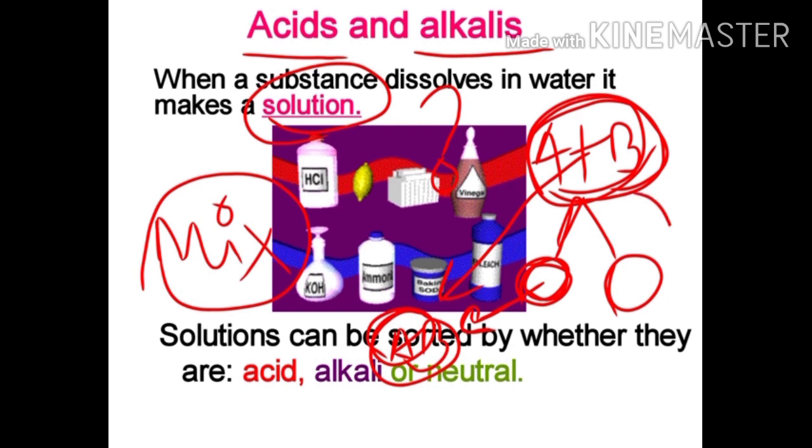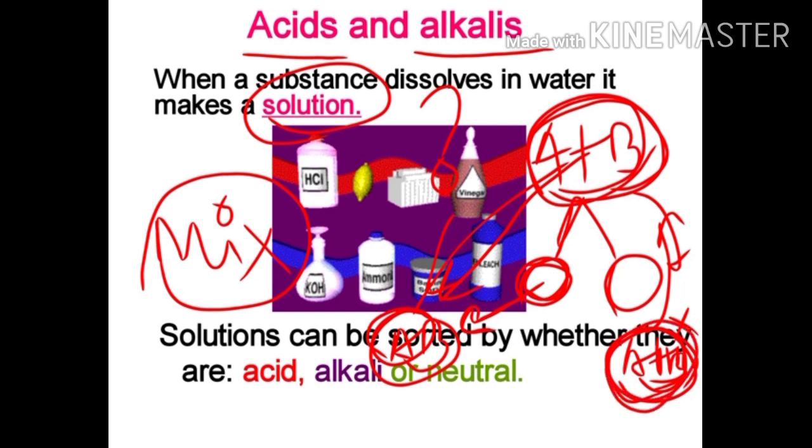But in the case of a mixture, no new compound forms. Second, whatever the components of the mixture, their respective properties remain as they are and do not change. It means you can separate a mixture by simple physical processes, and you cannot separate a compound by simple physical processes. So A and B together is a mixture.